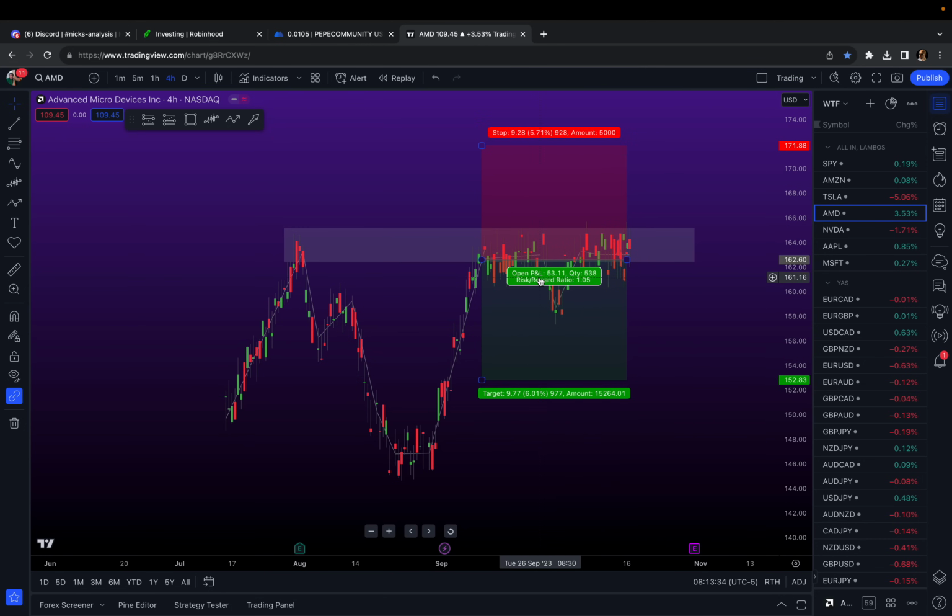But what if I'm wrong? The worst case scenario is that it goes and hits the stop loss, right? But like I said, oftentimes you can get out way earlier.